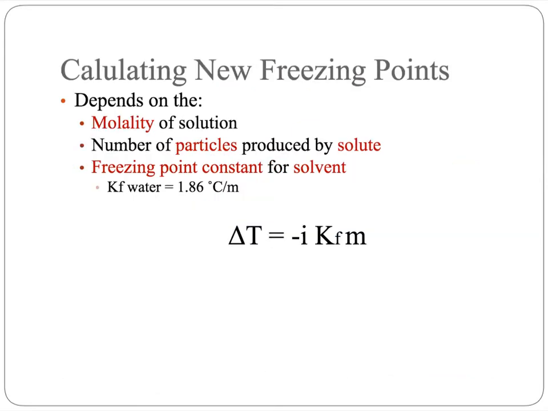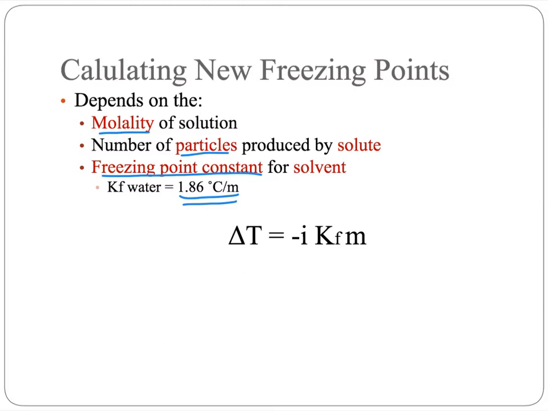To calculate freezing points, you need to know a few things. You need to know the molality of the solution, you need to know the number of particles produced, and you need to know the freezing point constant for the solvent, because there is a proportional relationship that is involved in freezing, and so we've got some freezing point constants. They will be given to you.